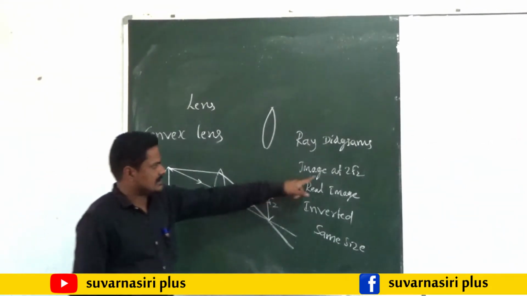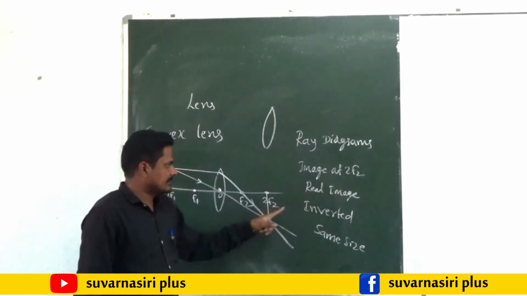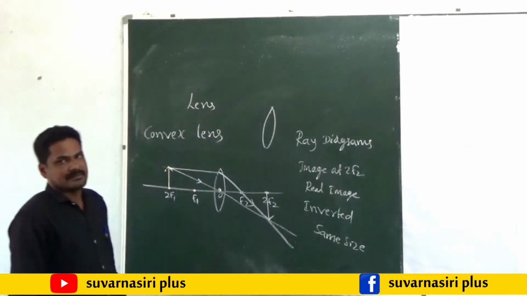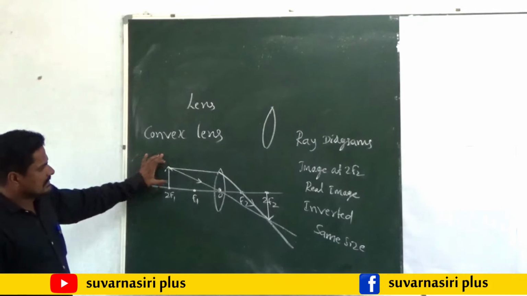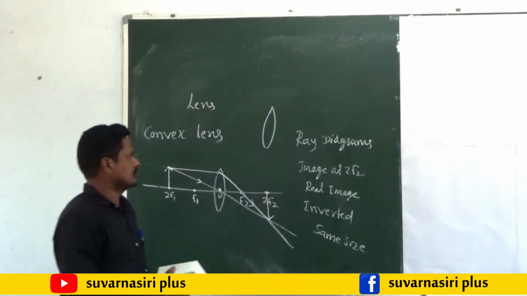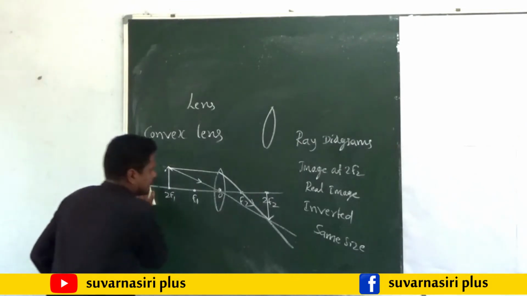Here the image is forming at 2F2, and this image is a real image, an inverted image, and the same size. How much is the object, that much is the image. Okay, now we have to study about the differences.